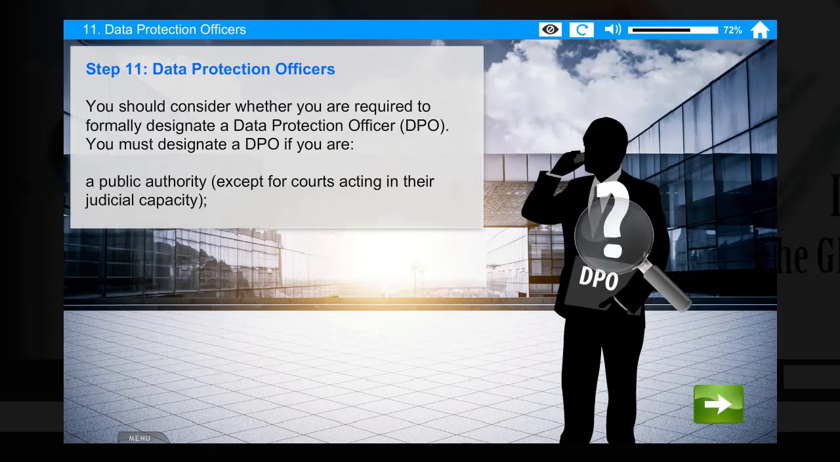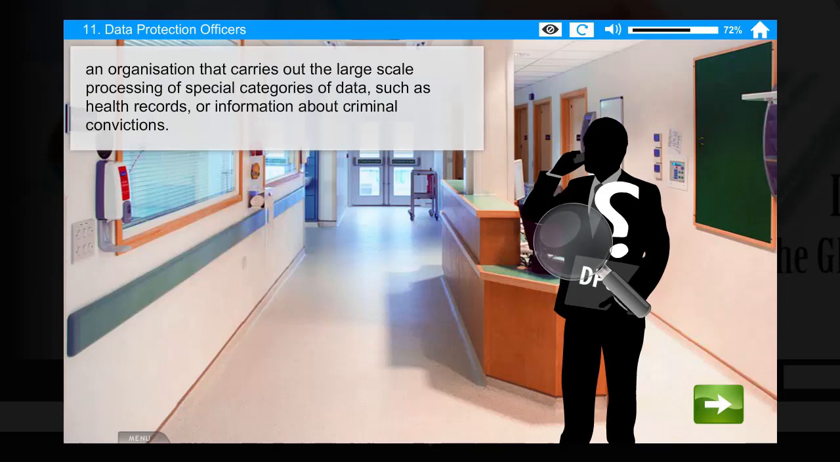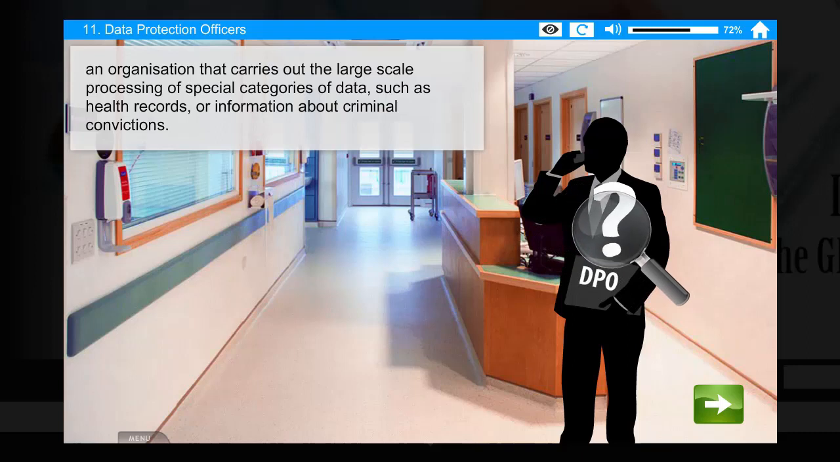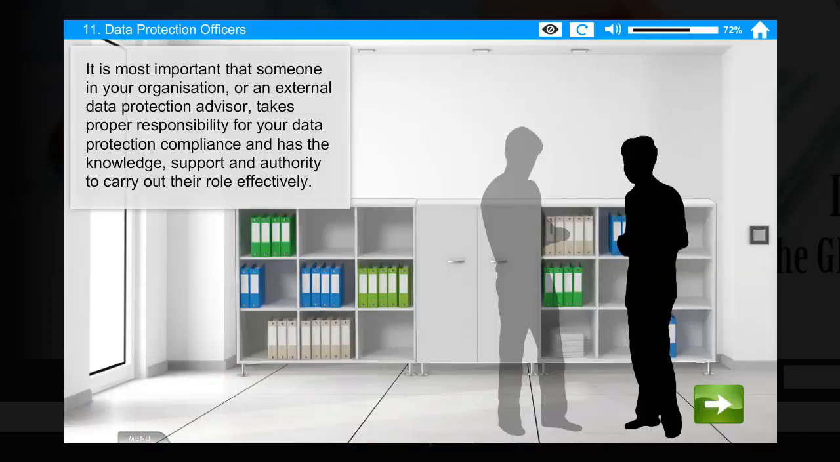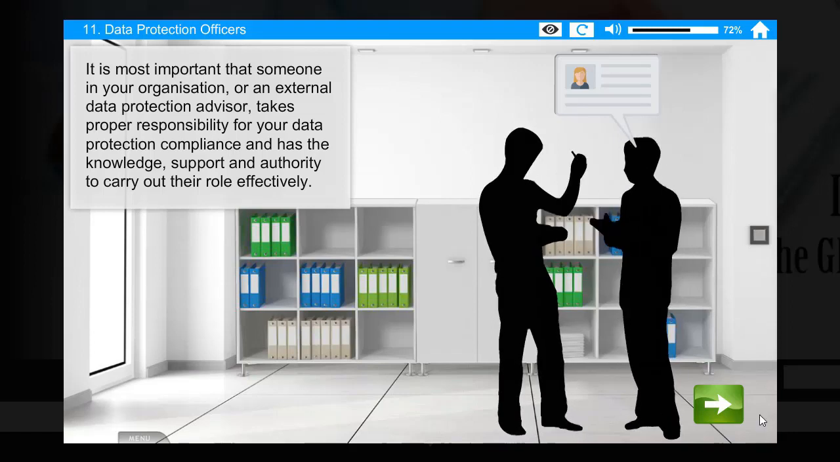Data protection officers. You should consider whether you are required to formally designate a Data Protection Officer, or DPO. You must designate a DPO if you are a public authority, except for courts acting in their judicial capacity, an organisation that carries out the regular and systematic monitoring of individuals on a large scale, or an organisation that carries out the large-scale processing of special categories of data, such as health records or information about criminal convictions. It is most important that someone in your organisation or an external data protection advisor takes proper responsibility for your data protection compliance and has the knowledge, support and authority to carry out their role effectively.